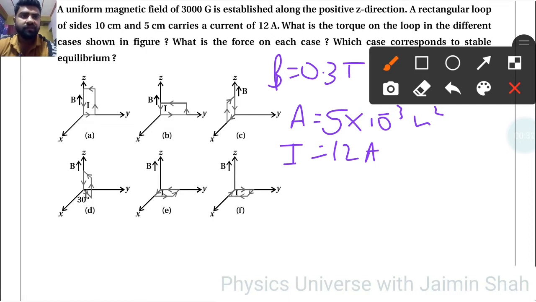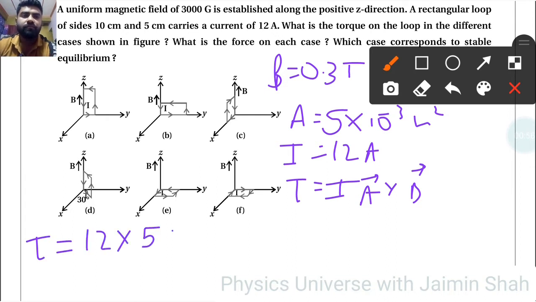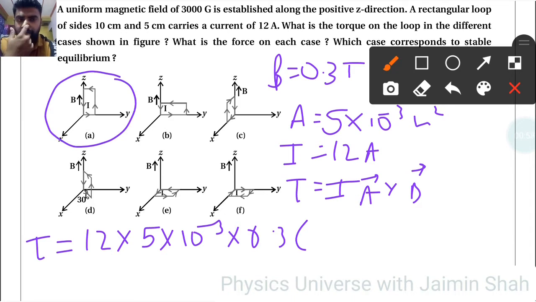What is the force in each case, and which case corresponds to stable equilibrium? First of all, the torque formula is I vector A cross vector B. So tau is equal to I is 12, area is 5 into 10 raised to minus 3, B is 0.3. For the first case, our area vector is in the direction of x because our plane is in the zy plane. The area vector is always perpendicular to that plane. So i hat, and B is always in the z direction, so k hat.